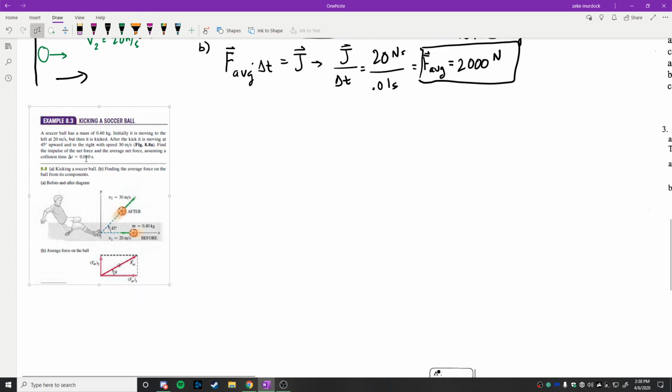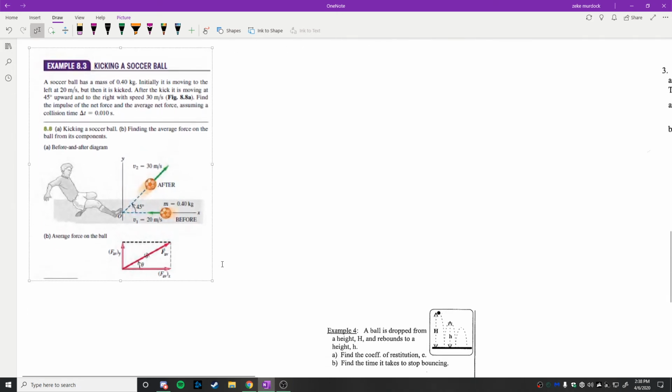Okay, so kicking a soccer ball. A soccer ball has a mass of 0.04 kilograms. Initially, it's moving to the left at 20 meters per second, as indicated in this diagram right here. Make this a little bit bigger for you guys. I don't know what kind of screens you're looking at.